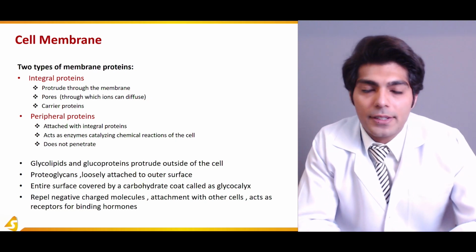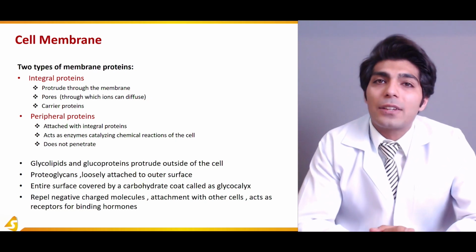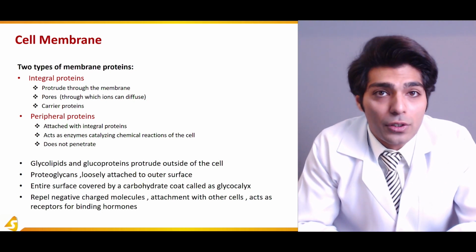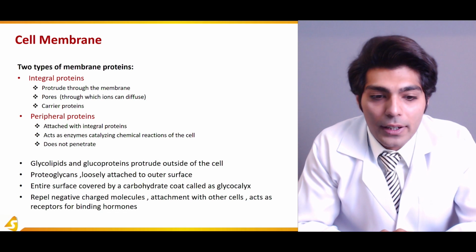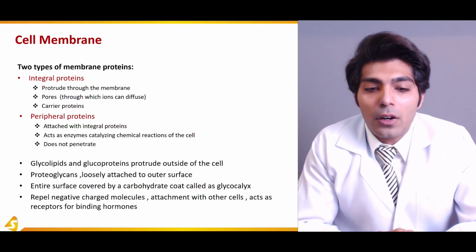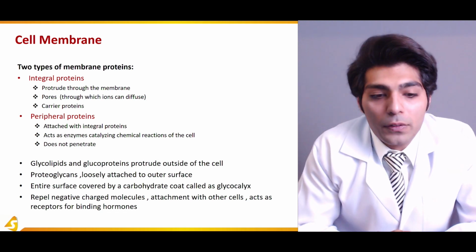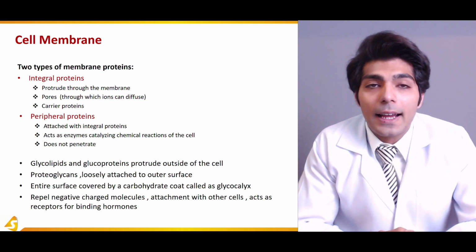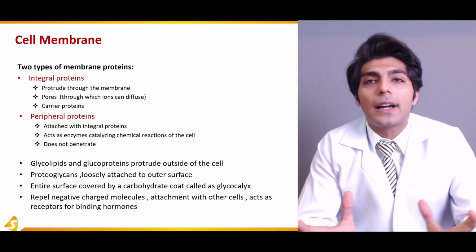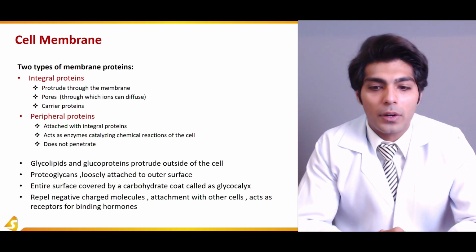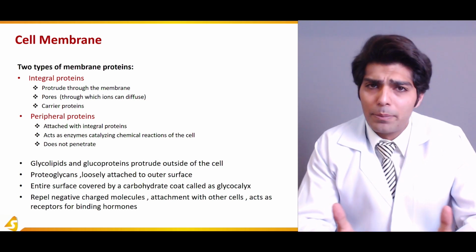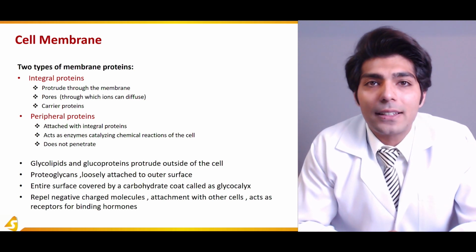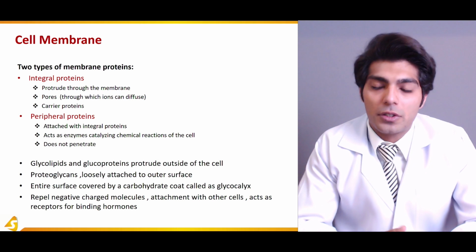and they are also called carrier proteins, or they contain the carrier proteins. The peripheral proteins, attached with the integral proteins, act as enzymes, catalyze the chemical reactions of the cell, and do not penetrate. Glycolipids and glycoproteins protrude outside of the cell. Proteoglycans are loosely attached to the outer surface. The entire surface is covered by a carbohydrate coat called the glycocalyx. They repel negatively charged molecules. Attachment with other cells acts as receptors for binding hormones.